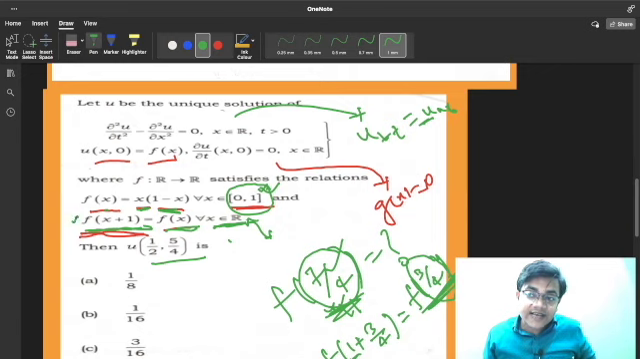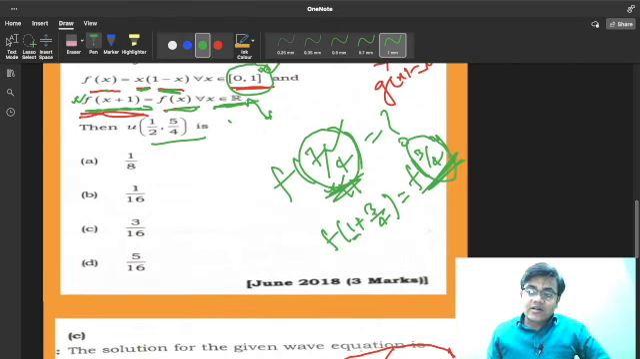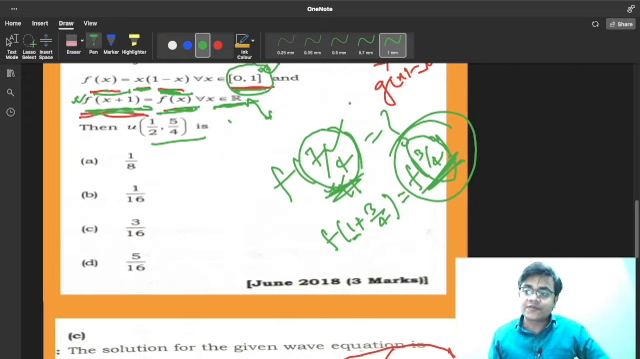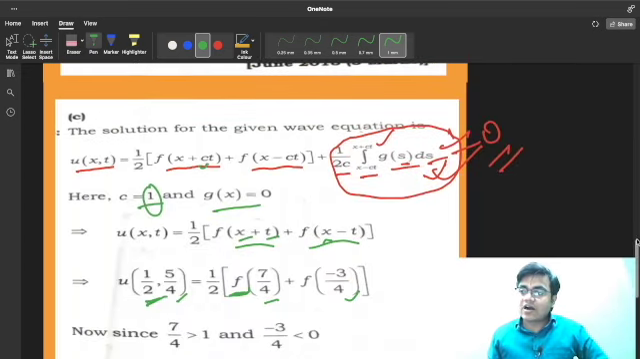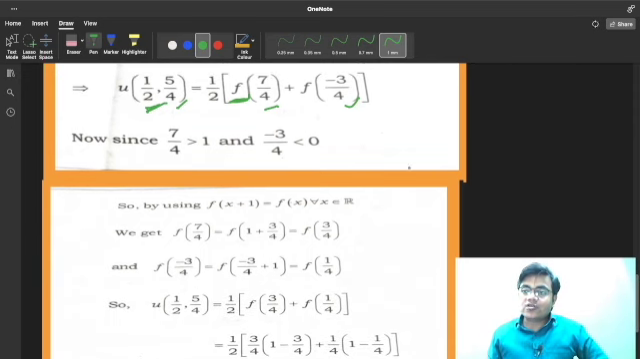But by using this second result, you can easily say that f of 7 by 4 is equal to f of 1 plus 3 by 4, and f of 1 plus 3 by 4 is equal to f of 3 by 4. Why? Because f of x plus 1 is equal to f of x. So this is your f of 3 by 4, and it can be calculated very easily. f of x is equal to x into 1 minus x if your x lies between 0 and 1. So this is how we are going to do it.